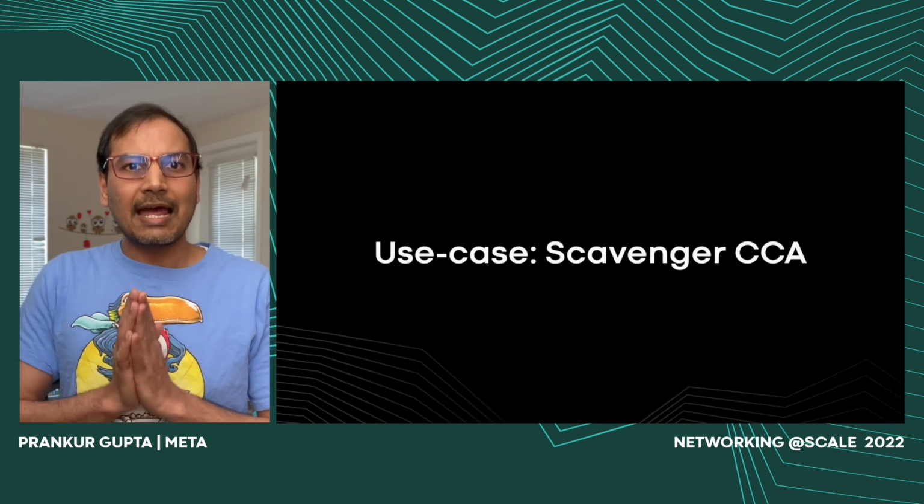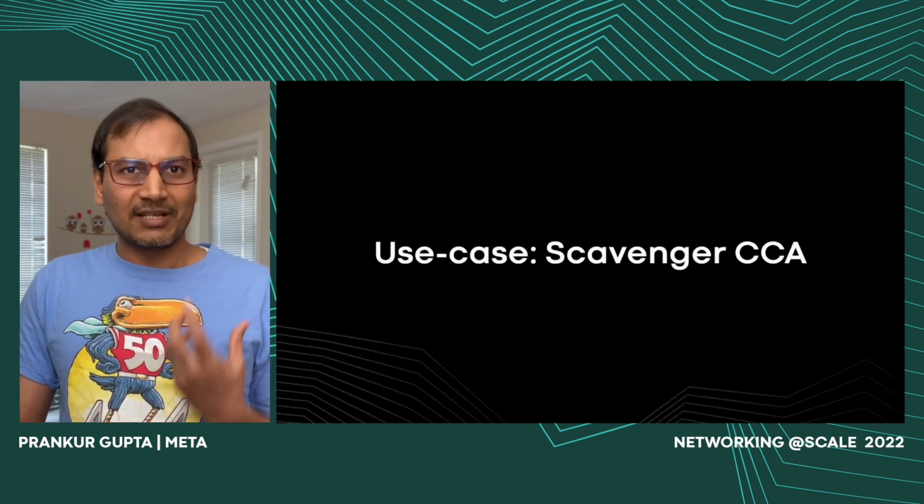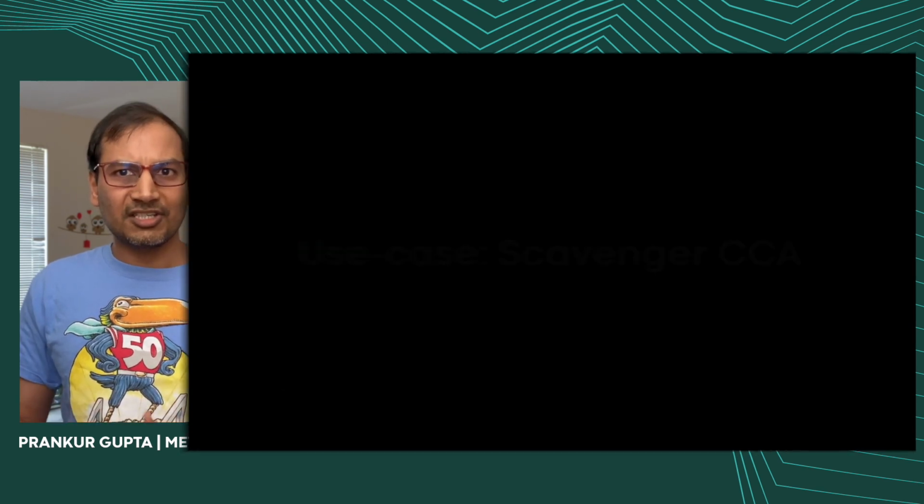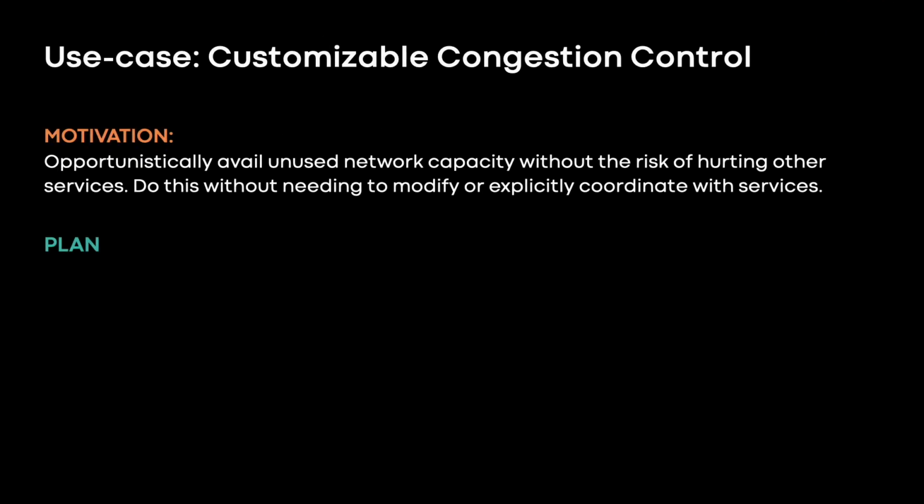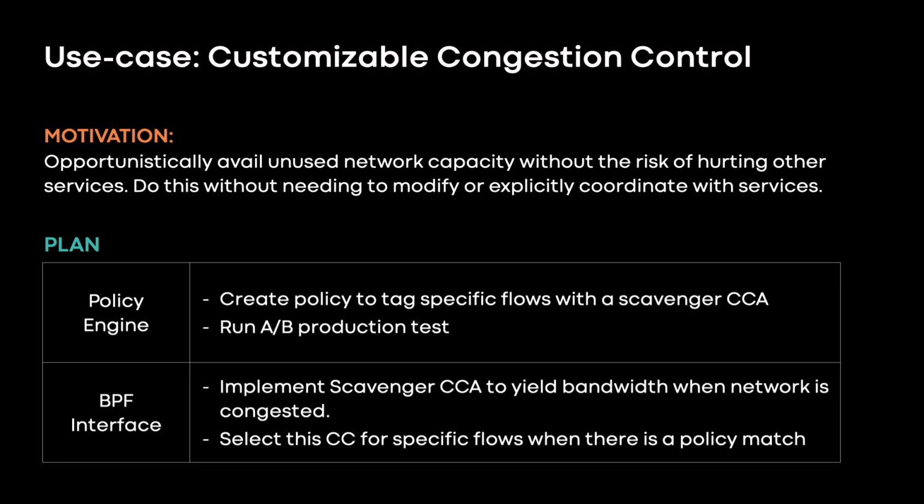Let's walk through a use case which we solved using the NetEdit platform: our own congestion control for scavenger traffic. Network efficiency is the main motivation here. Network is typically over-provisioned to handle a traffic surge. But can we exploit its unused capacity opportunistically without hurting other services? Can we allow services to make a subset of their traffic opportunistic?